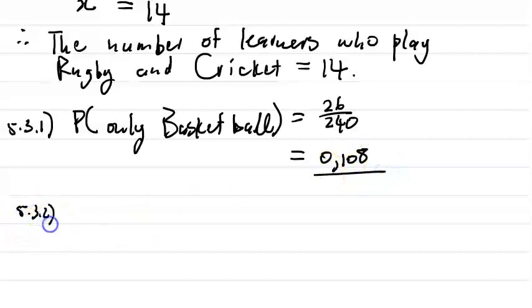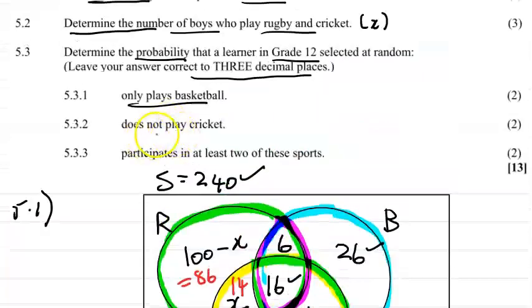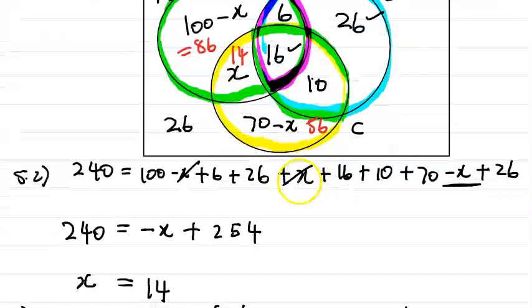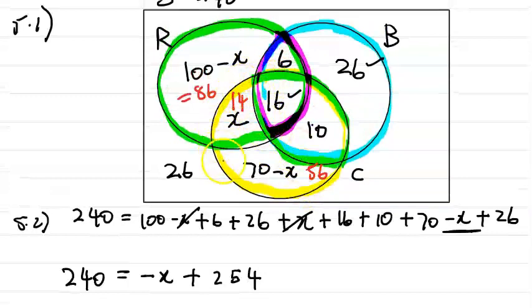5.3.2, does not play cricket. So does not play cricket. Now let's go look at that question. So if somebody doesn't play cricket, that means it's going to be the following values, right? So let's go look at those values, and let's maybe use a different color. So if you don't play cricket, now cricket is everything in this particular circle here. So therefore, doesn't play cricket, we'll have to add up 26, 86, 6, and 26. So everything outside of the cricket event.